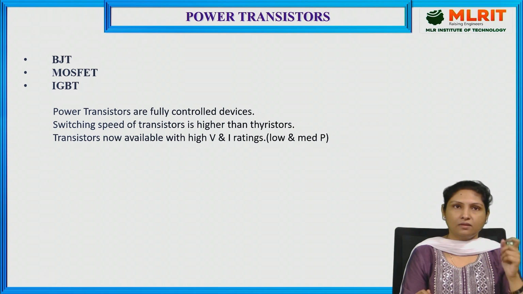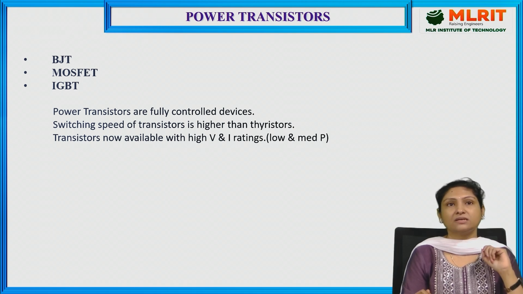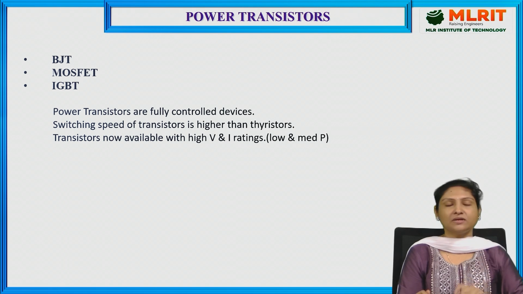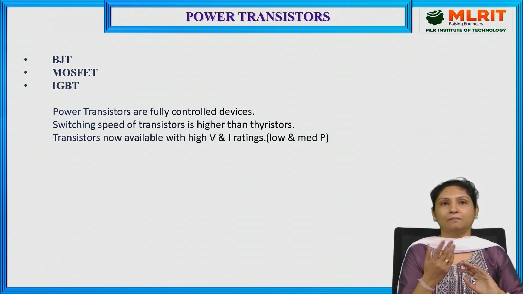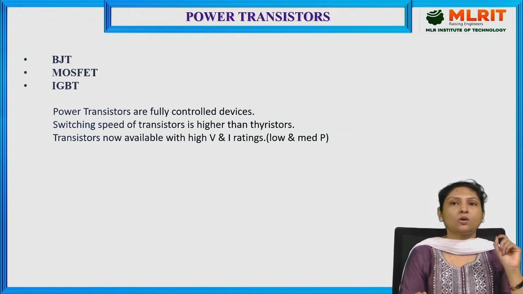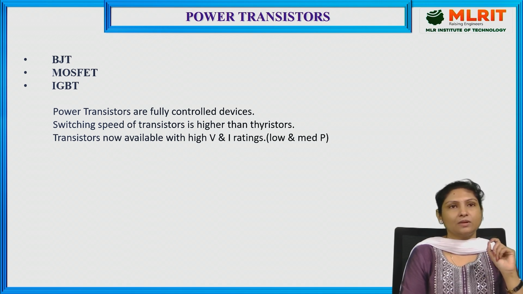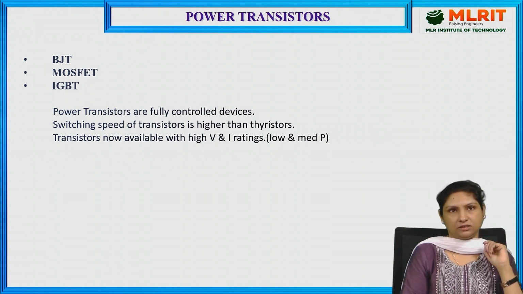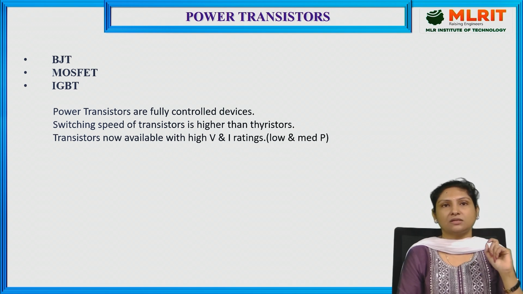And then we have seen transistors as well. Transistors are nothing but fully controlled devices. Why am I calling it a fully controlled device? Because the turn on time as well as the turn off time of the transistor can be controlled using a base drive. As long as the base drive is provided, the transistor will remain in the on condition. The moment we withdraw the base drive, the transistor will come into the off state. So that is the reason power transistors are nothing but fully controlled devices.